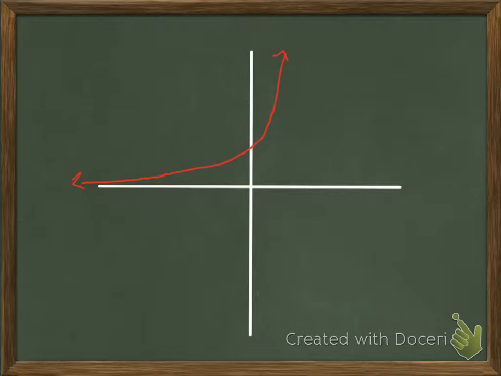Okay? Another exponential function could look like this. Could go this direction. And again, it will never cross the x-axis. Alright, so that is your exponential graph. And again, I don't want to go into much more detail other than that. We'll talk more about that much later. Okay?